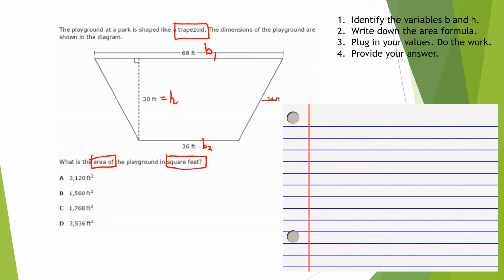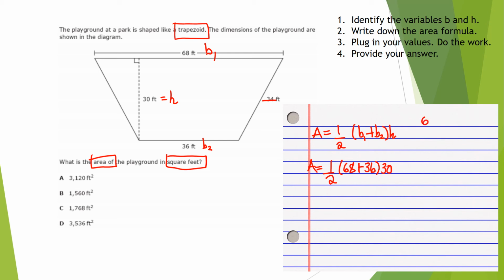We're going to write our formula for trapezoid area. This time I'm going to use 1/2. 1/2 times base 1 plus base 2, times the height. Okay, so we're going to deal with plugging in 1/2. What is base 1? Base 1 is 68, plus base 2, which is 36, times the height, which is 30. Okay, now we're going to make sure we follow through with our order of operations.